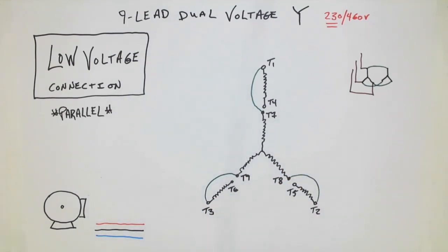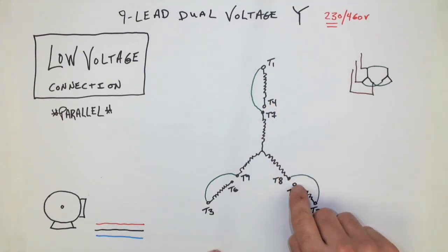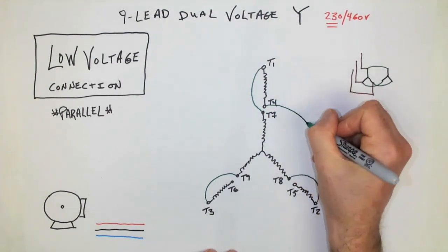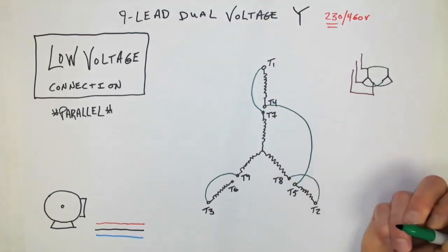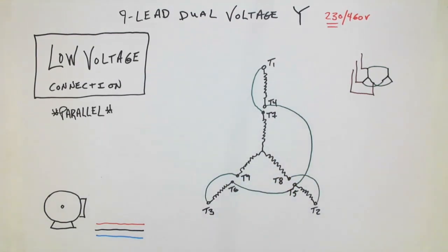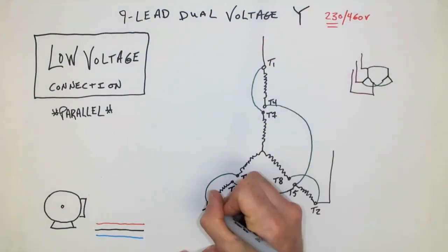Once we've done that, we now need to provide another star point for 4, 5, and 6. And so we have to connect all 3 of them together. So there's one, and the next one right here. Finally, our 3-phase source conductors connect to T1, T2, and T3.